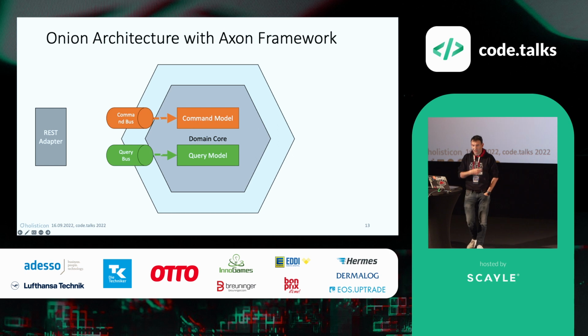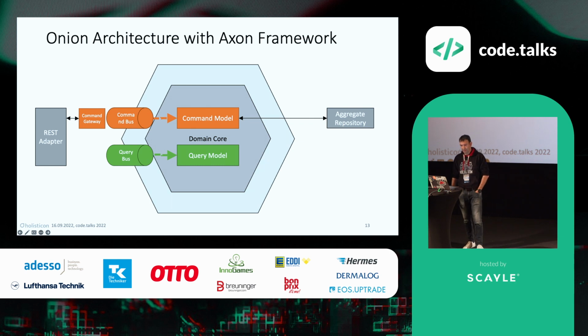And so if we have a driving adapter, like a REST adapter, then there is a small gateway that allows you to send commands over to this bus. And then the command model will eventually load some data to get the current state of the model. And it will use some aggregate repository, which is then located as a secondary adapter in the infrastructure layer. And then by doing this, if the command is accepted, it will communicate the change using the event bus. This is kind of clear.